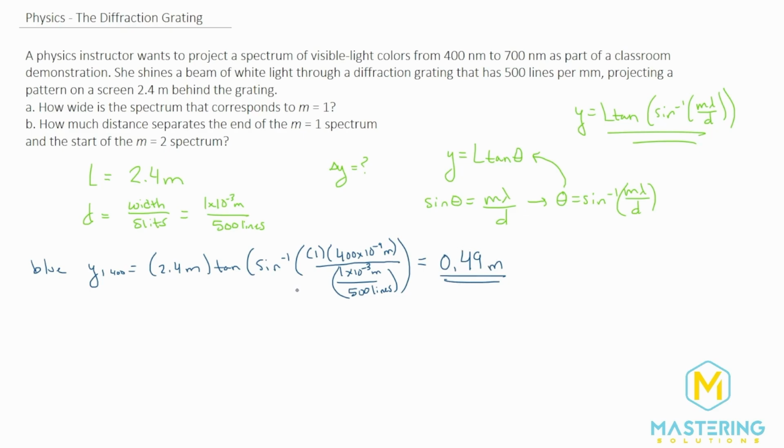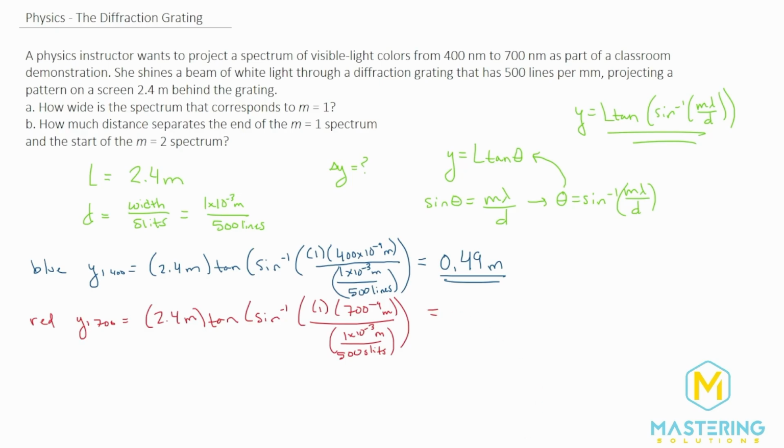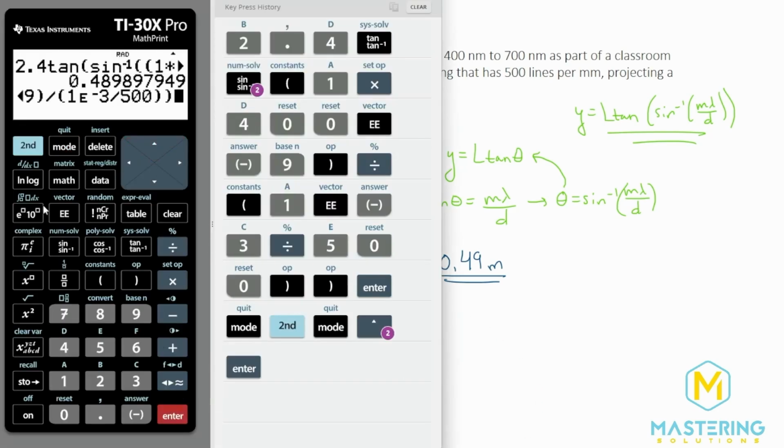Now let's do the same thing again for m1 for red. So red, and then we have y1 of 700, and that's going to be same thing, 2.4 meters, tangent of inverse sine. The only thing we're changing here, of course, is the wavelength, which is now going to be 700 nanometers instead of the 400. Then we have 1 times 10 to the negative 3 meters divided by 500 slits. Sorry, bad handwriting there. Okay, and then we don't need to rewrite all that in the calculator. We can just take this, steal it, and then let's come over here, and we have 700.